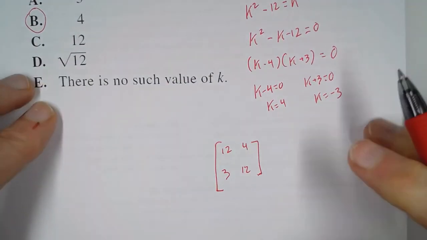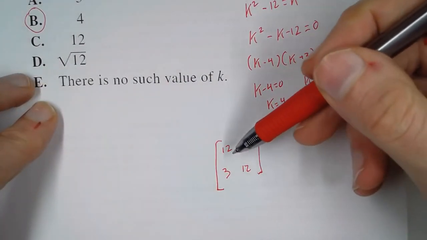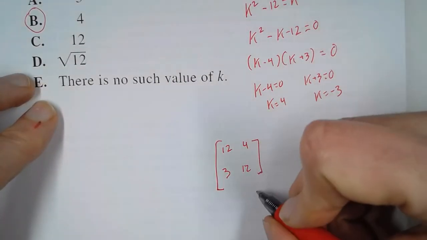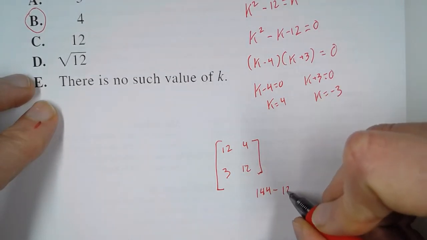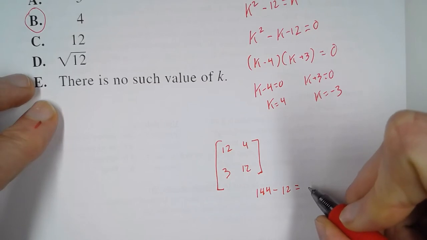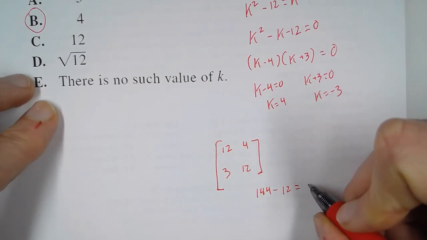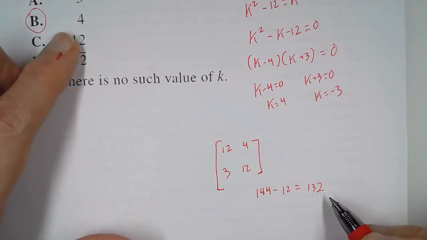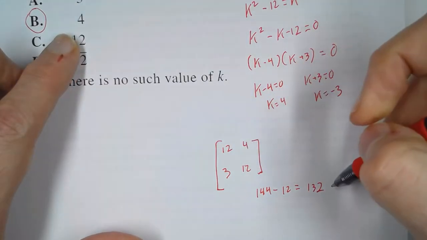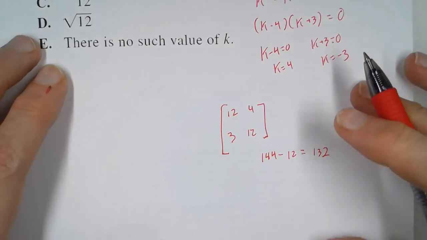Now if I want to find the determinant of this, what do I do? I take 12 times 12, so that's 144, minus 3 times 4, which is 12. And so that gives me a determinant of 132. Now, is that equal to the value of k, which was 12? No, it's not. So that's not the right answer.